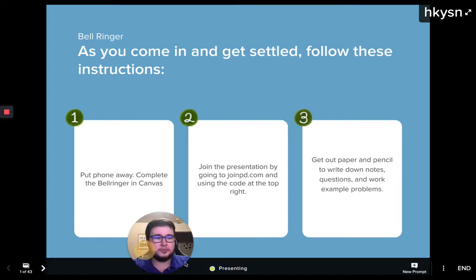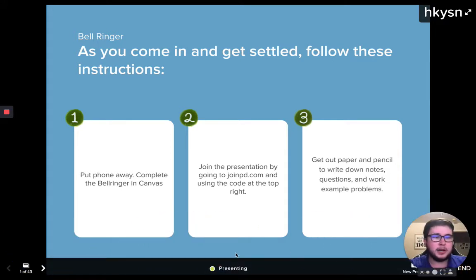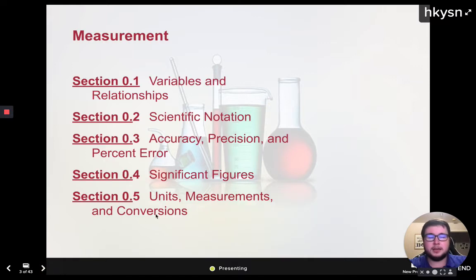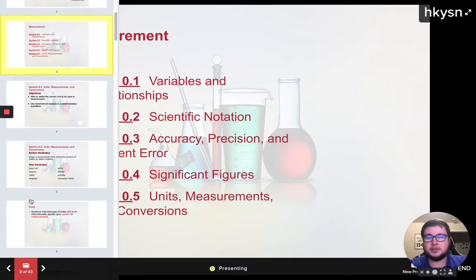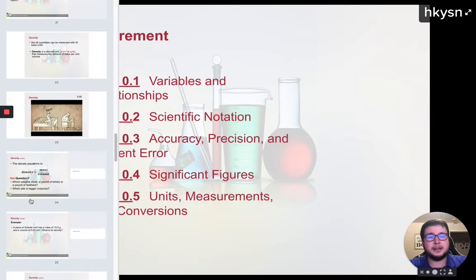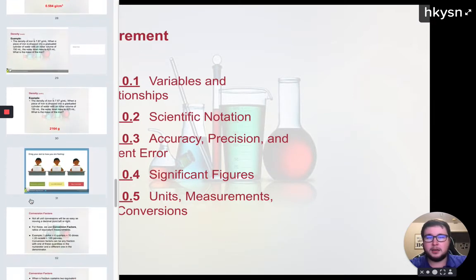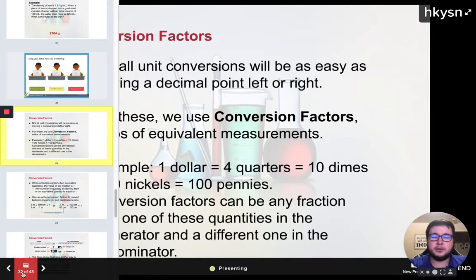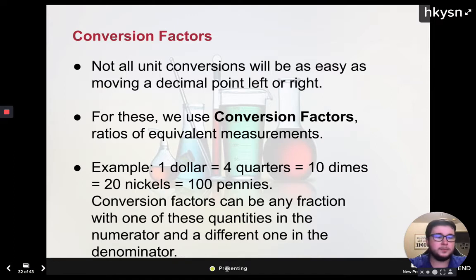Alrighty, so let me move my face out of the way here so that I can click through this. Okay, so again, this is still Module 0. We're still talking about measurement, and today is part 2 of Section 5, Units, Measurements, and Conversions. So I'm going to jump ahead because everything that I talked about yesterday you can find in the part 1 video, and we are going to pick up right here on slide number 32. So go ahead and on your screen get to slide 32. That way we can get started and be together, okay?